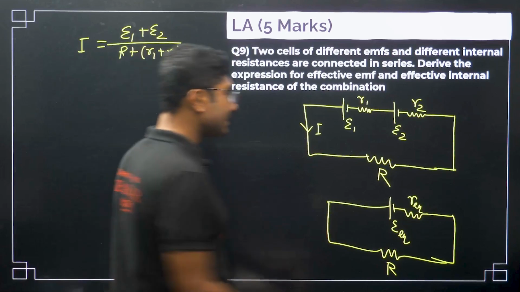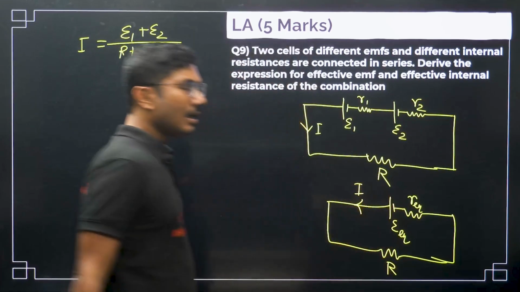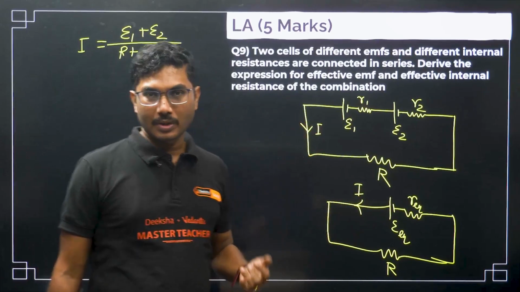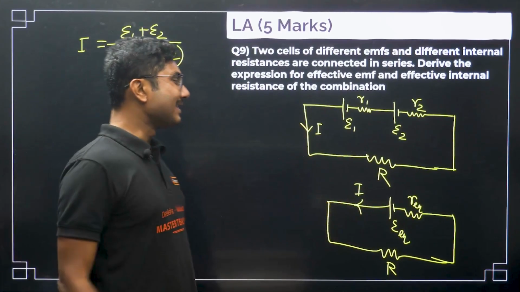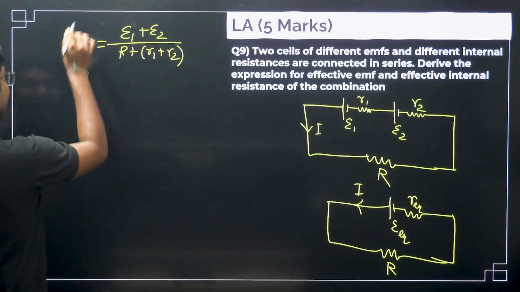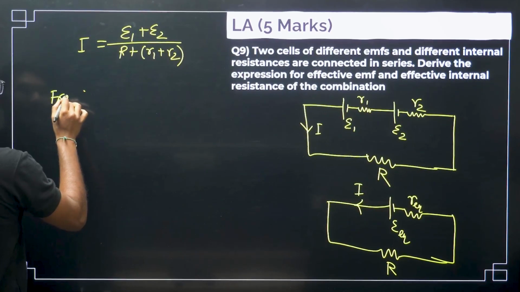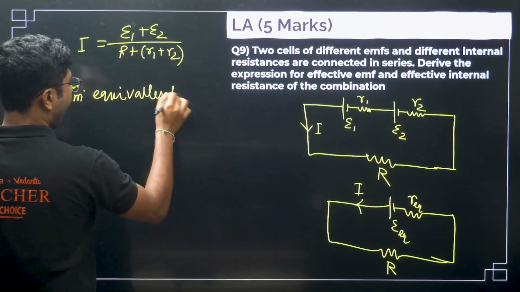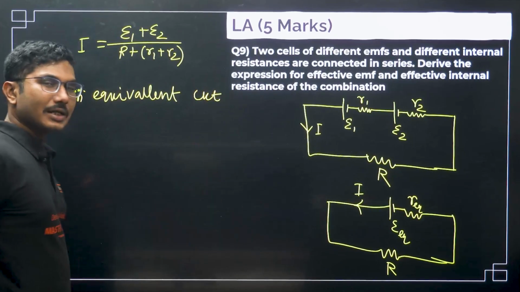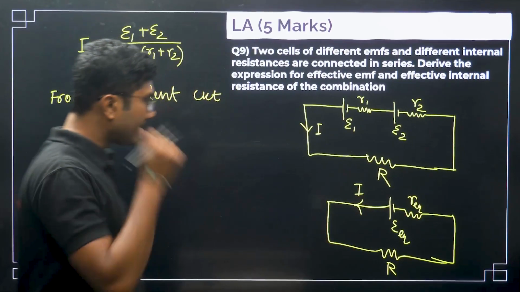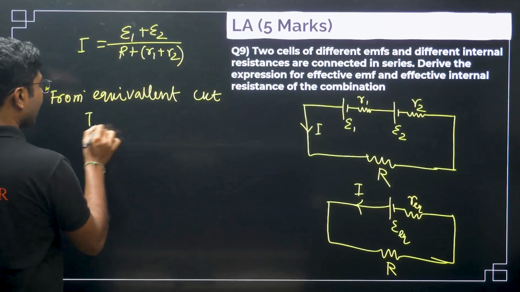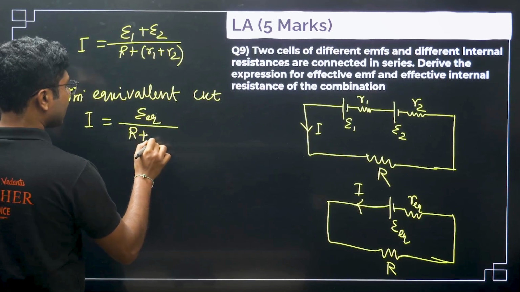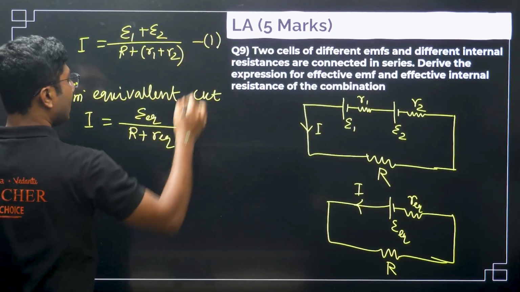Now if you consider this an equivalent circuit, what is the main thing about an equivalent circuit? The current remains the same, everything remains the same. So what is the current in this case? From the equivalent circuit, CKT is the short form of circuit. So from the equivalent circuit, current equals total EMF, only one EMF is here, divided by total resistance, that is R plus R equivalent. So this is equation number 1, this is equation number 2.